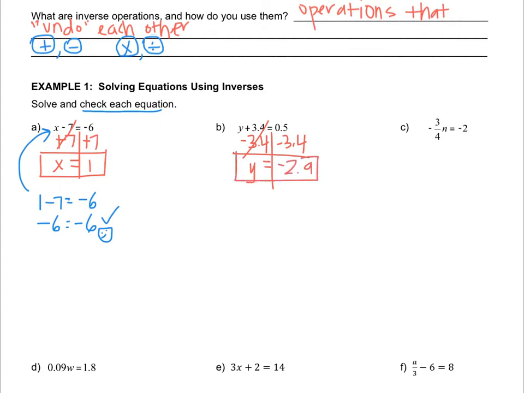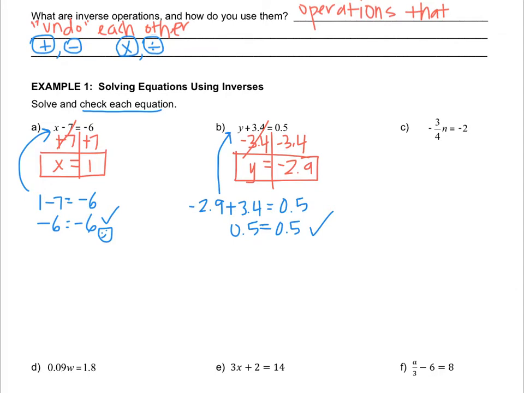Now, I'm definitely going to check. So in the original equation, instead of y, I'm putting negative 2.9. So I have negative 2.9 plus 3.4. And I'm trying to see if that gives me 0.5, so I'll go to my calculator, do negative 2.9 plus 3.4, and I get 0.5. So I got 0.5 on both sides. I like to just do a check mark, so we'll do that. Now, in letter C, you've got this fraction, and everyone freaks out with fractions.